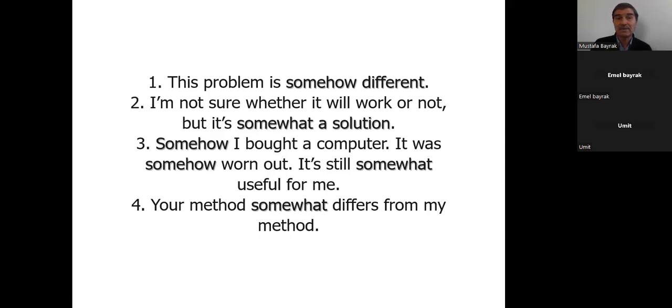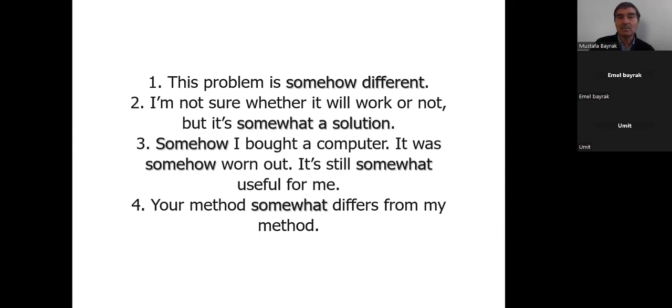Is it clear? I am not sure whether it will work or not, but it's somewhat a solution. It's kind of solution. Somewhat a solution, somehow a solution. There is an a, but it's kind of solution. It's sort of solution. There is no a. Because kind of and sort of are the short forms of it's a kind of. It's a kind of solution. It's a sort of solution. A sort of becomes sorta.